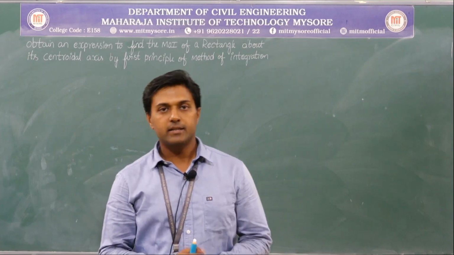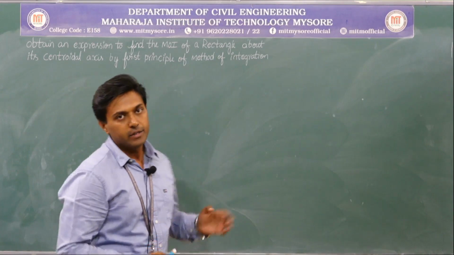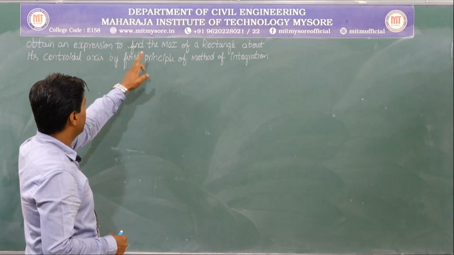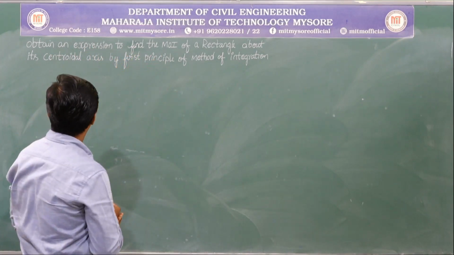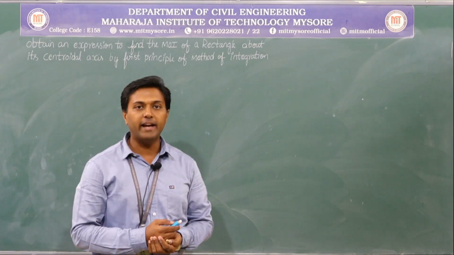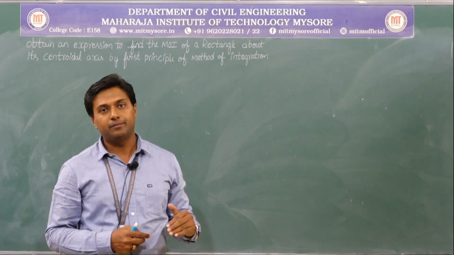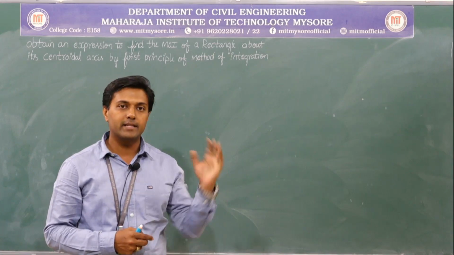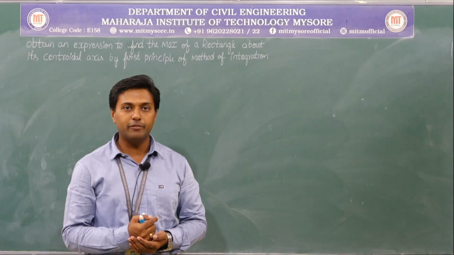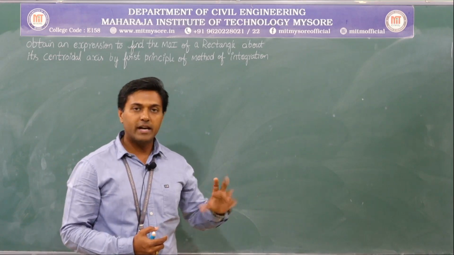Welcome back to the class. So let me continue with the next topic in the moment of inertia. The next topic is a derivation. Obtain an expression to find the moment of inertia of a rectangle about its centroidal axis by first principle or by method of integration. In the centroid also we have calculated the centroid about x axis and centroid about the y axis. Similarly, here also we will be calculating the moment of inertia about x axis and moment of inertia about y axis.